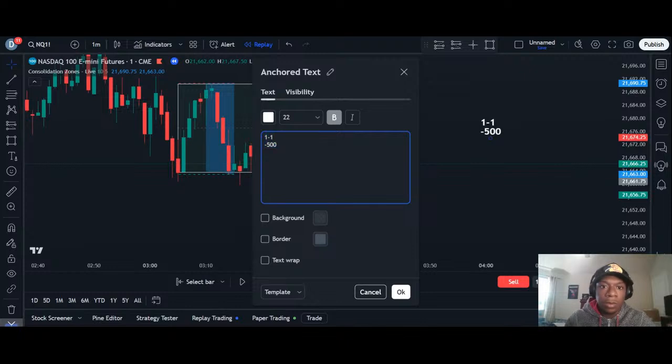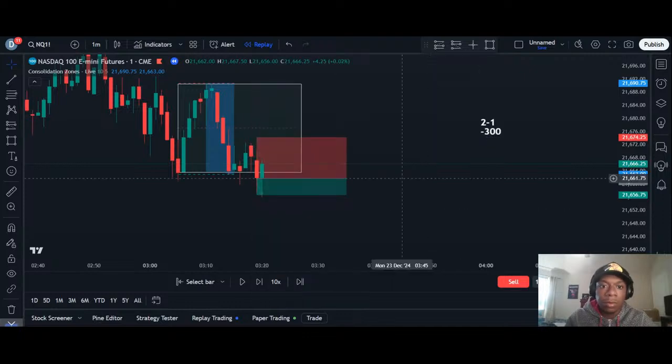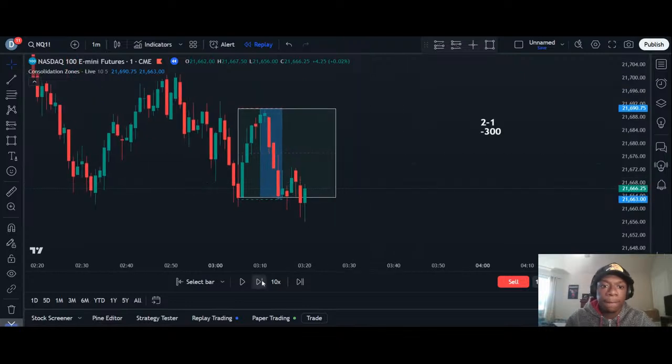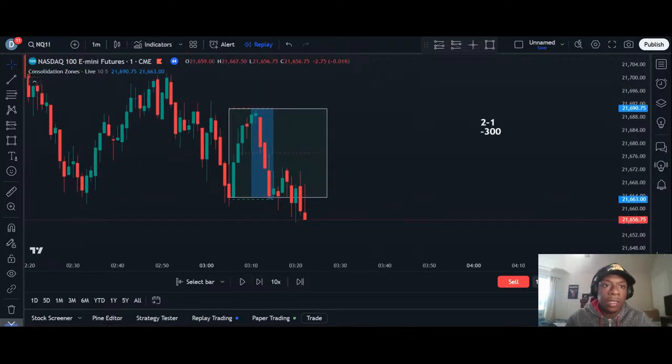We're going to say we're 2-1 for the day. And that is a $200 win. So we are now down 300. Got to play the long game. Let's wait for another consolidation box to form.